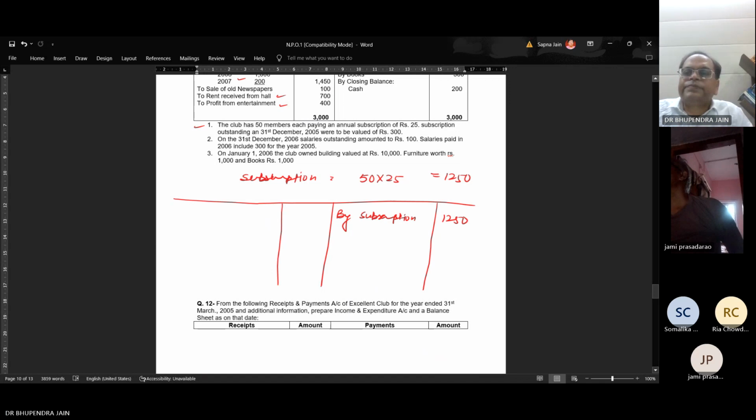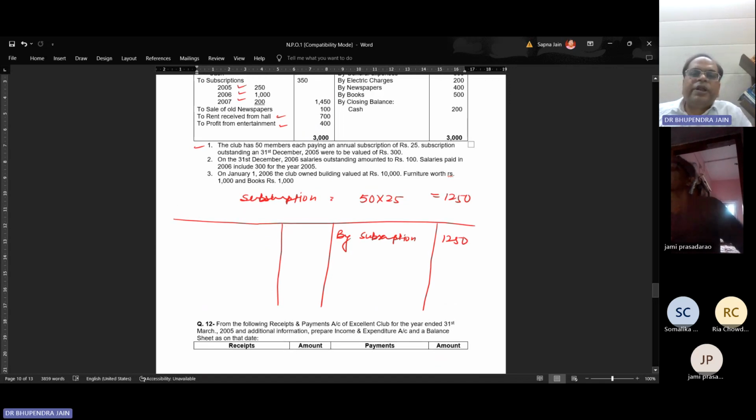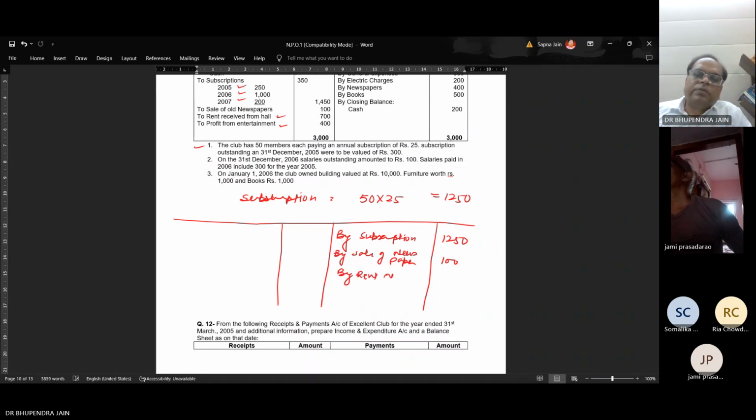Next बेटा. Sale of newspaper 100. By rent received from hall 700. And by profit from entertainment 400. Now beta, go to the expenditure side. पहले adjustment पढ़ लेते हैं.